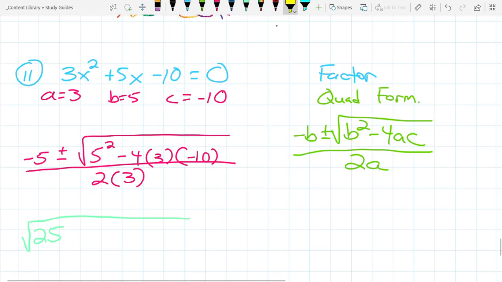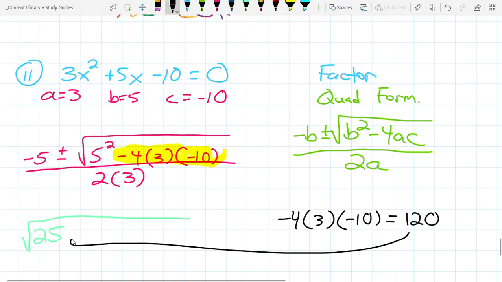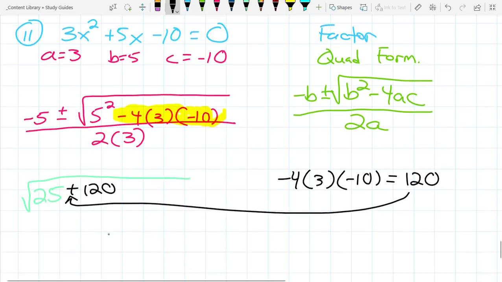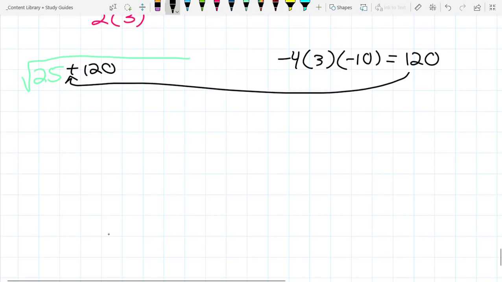And when I multiply, I like to use the minus sign right away. So I have a negative 4 times a 3 times a negative 10, which gives me a positive 120. And since it's a positive 120, I write plus 120. If it would have been negative 120, I would have written subtract 120. So now we do 25 plus 120, which gives us 145.